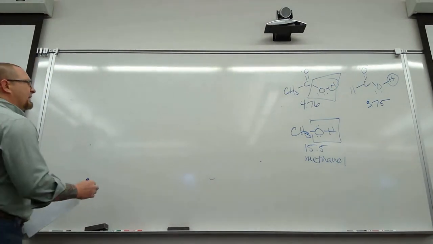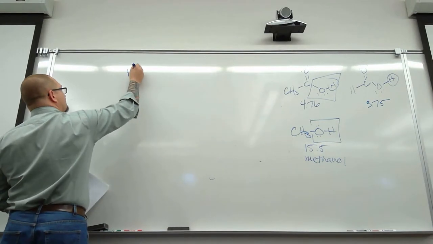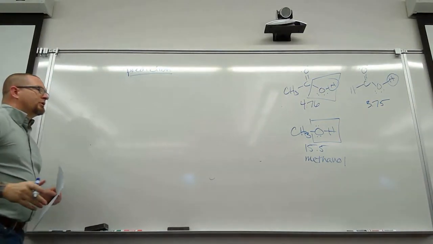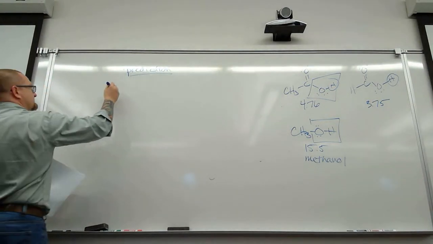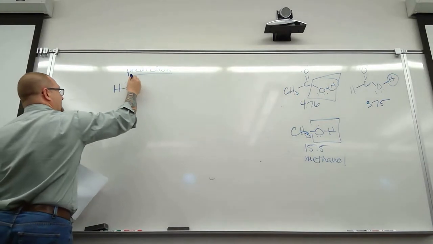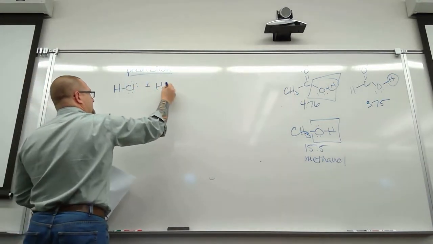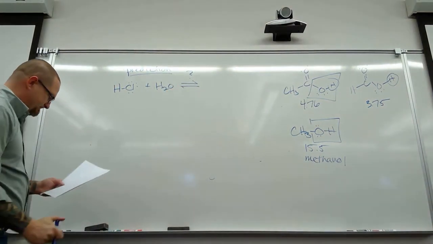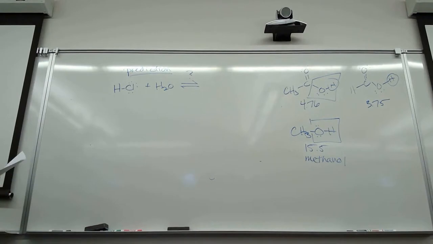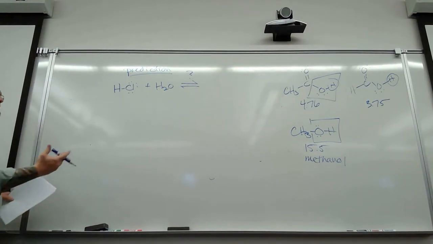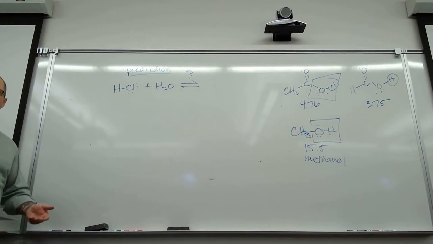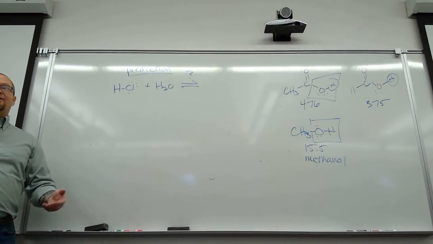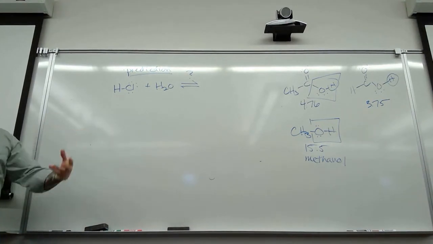So let's talk about predicting acid-base reactions. Let's do a really easy one. Hydrochloric acid in water. What's going to happen? Well, intuition, because we've done a little bit of chemistry at this point, says it's one of the classic strong acids, and in water it dissociates. So, of course, it's going to proceed favorably. That's why it's a strong acid.